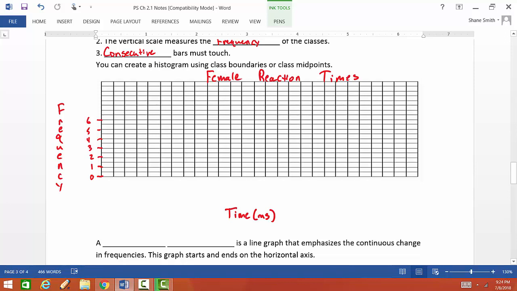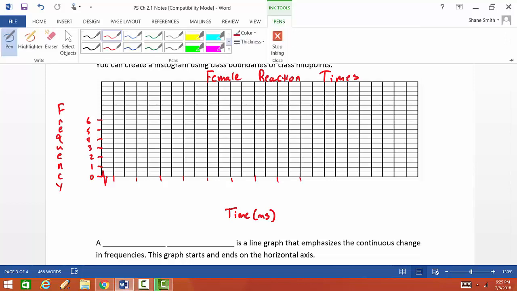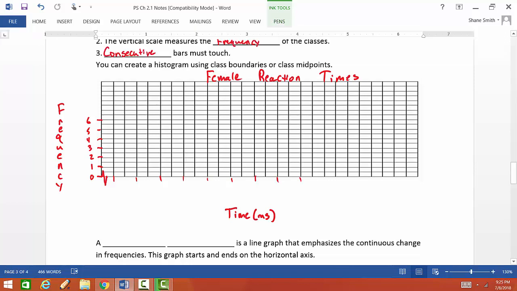And then the time, now this is where our class boundaries come into play. Because I'm not starting at 0, I'm going to put a break in the axis. And I'm going to put tick marks at every other bar. Let's see, there's 8. 1, 2, 3, 4, 5, 6. So I think I need 2 more. Okay. And I'm going to put the class boundaries here.